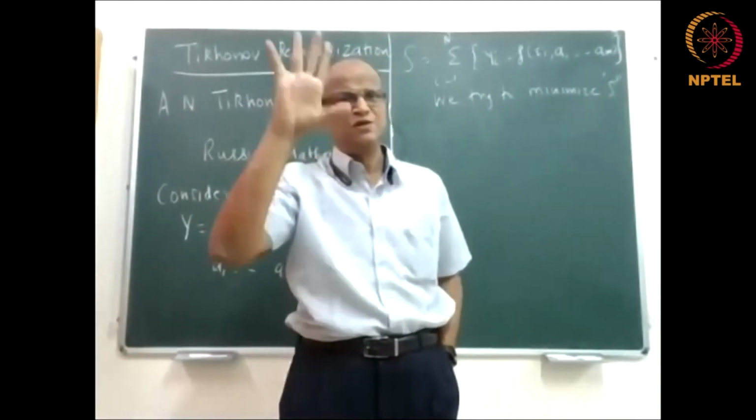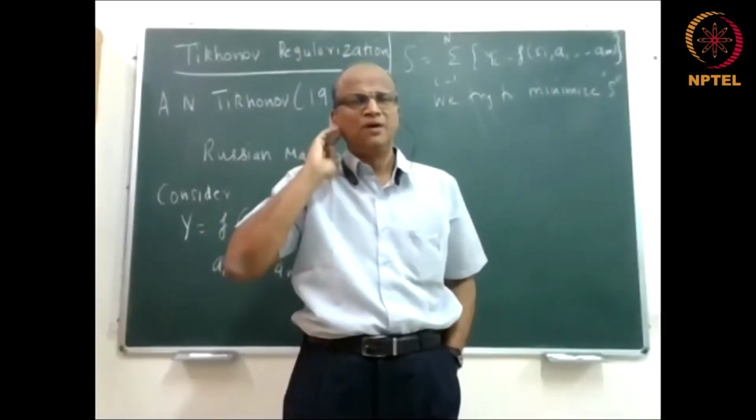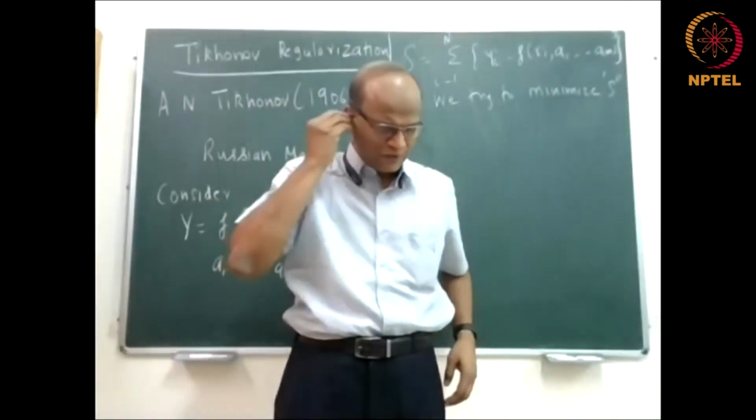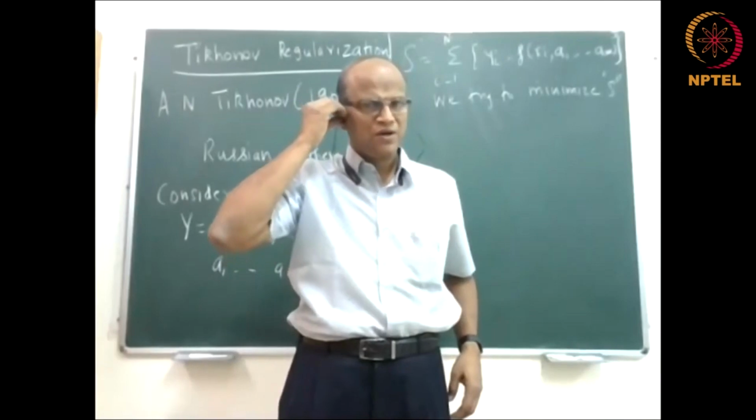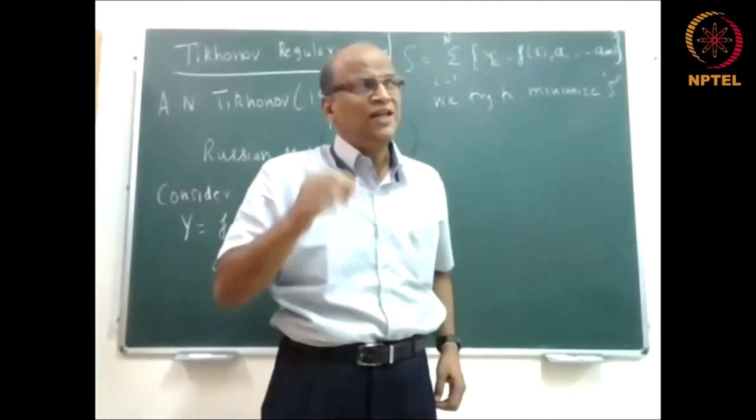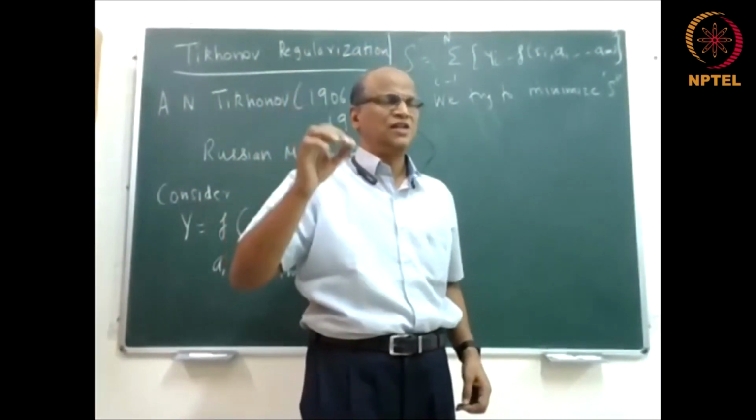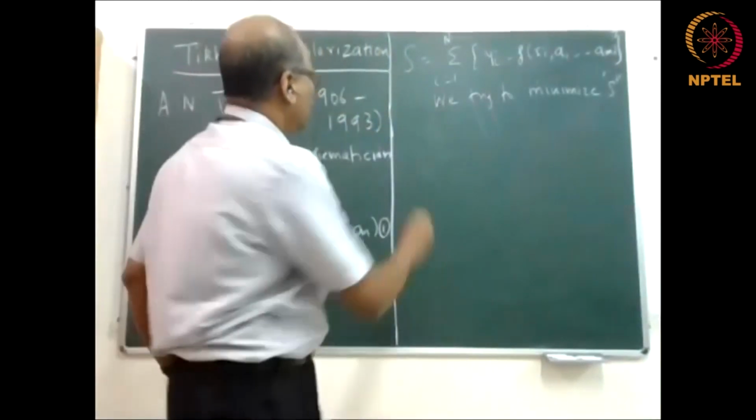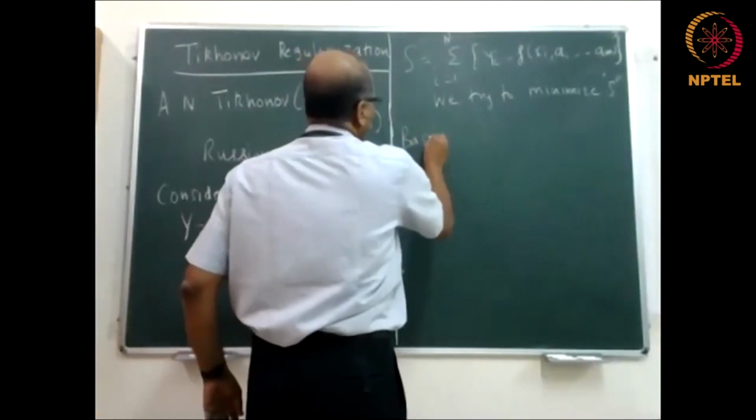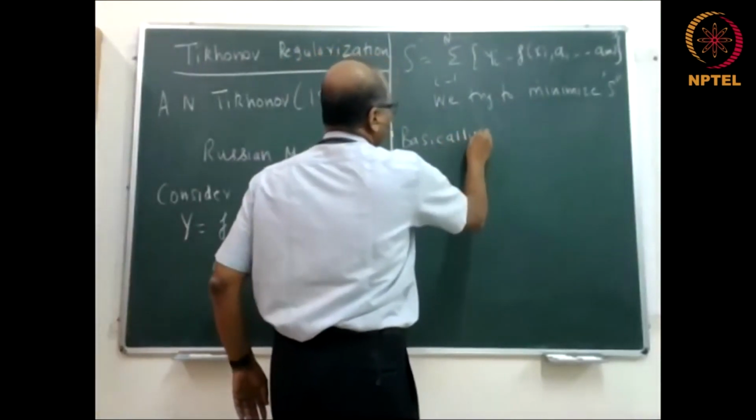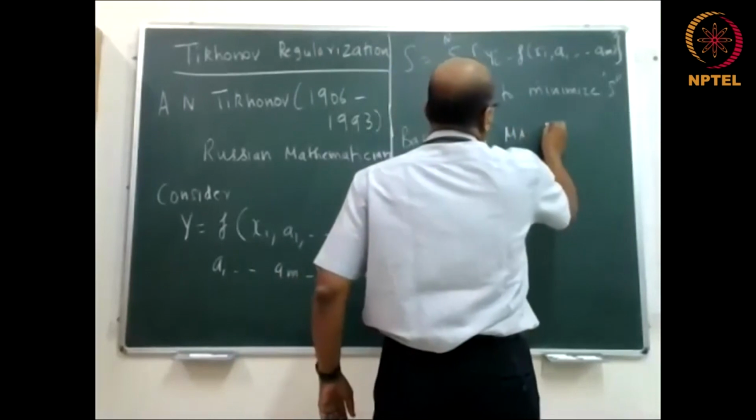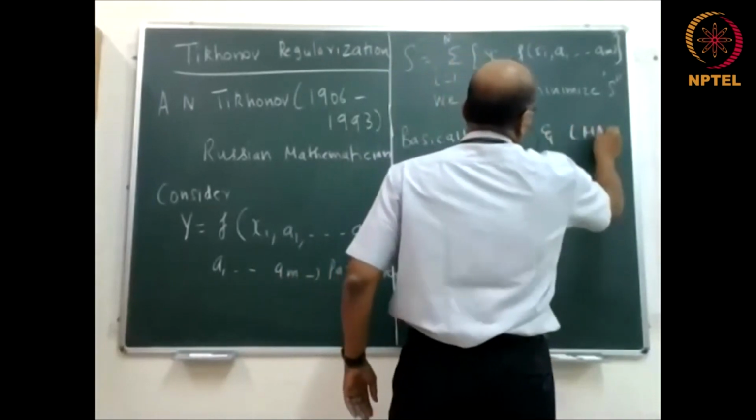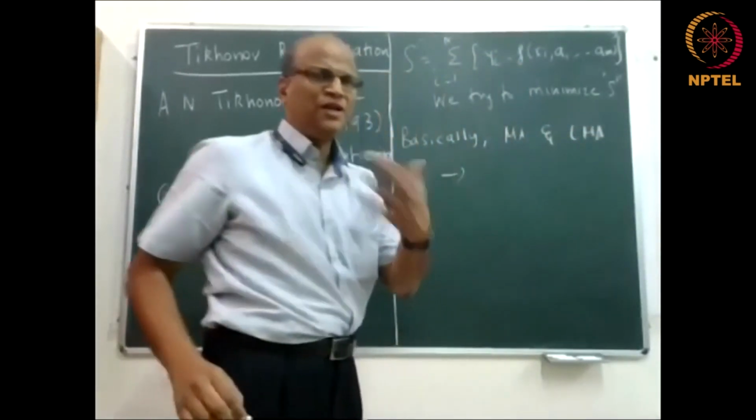In fact, this was precisely what was done by Levenberg and Marquardt. Lambda times I, and lambda times the diagonal of Z transpose Z, basically a damping. So basically, MA and LMA are basically damped least squares.